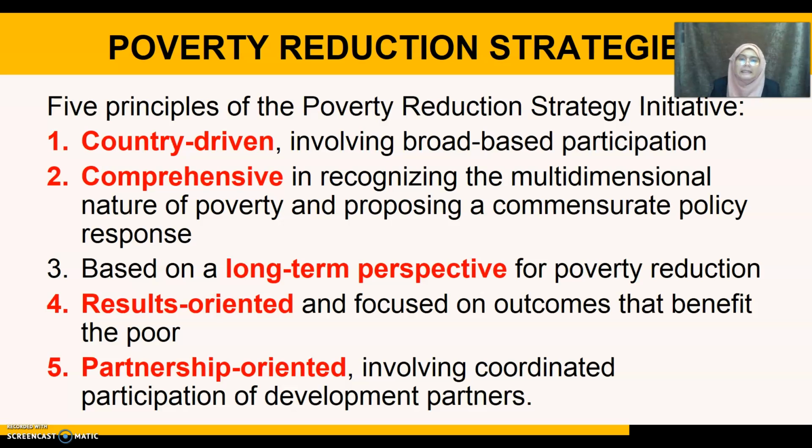The third principle, it must be long term, of course. It means that if you want to do the strategies, they must give a long term perspective for poverty reduction. Number 4, this is very important. Any strategies, policies, or initiatives that we want to develop must be result oriented, because we want to look at the impact of the strategies, the policies, and the initiatives, and of course it must focus on the benefit of the poor people or the poor country.